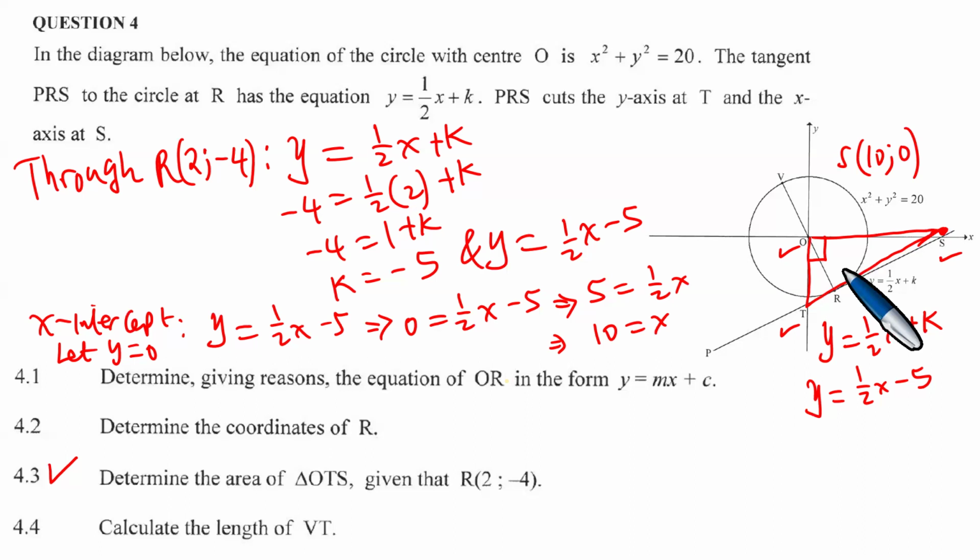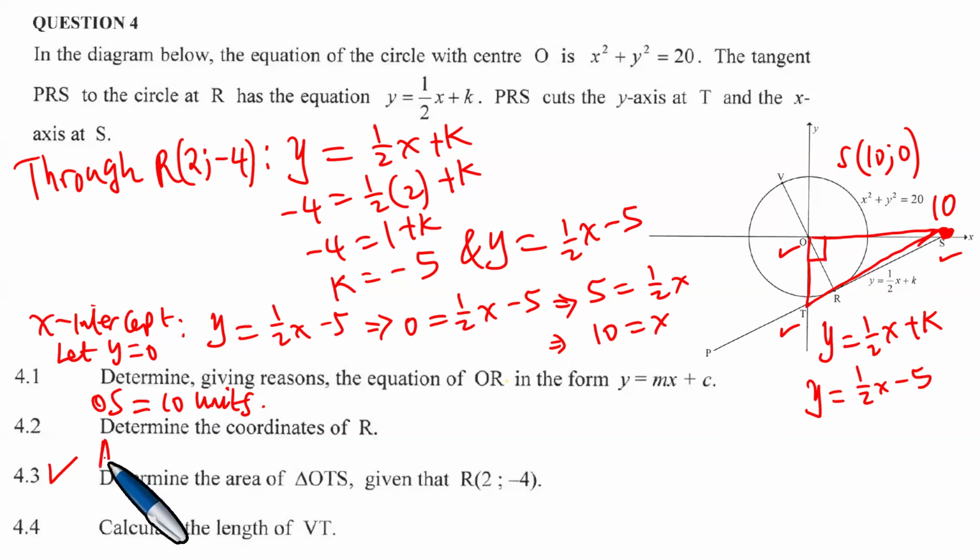Right, so we continue to analyze these questions and look at what we can do better. We know that this is 10 for x. It is exactly 10. So in a nutshell, it is telling us that OS, this is O and that is S here, OS is 10 units. So then we want to find the area of triangle OTS.